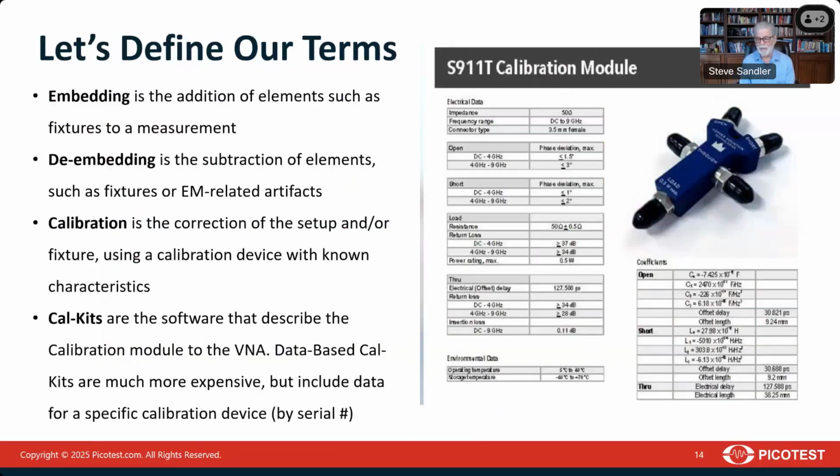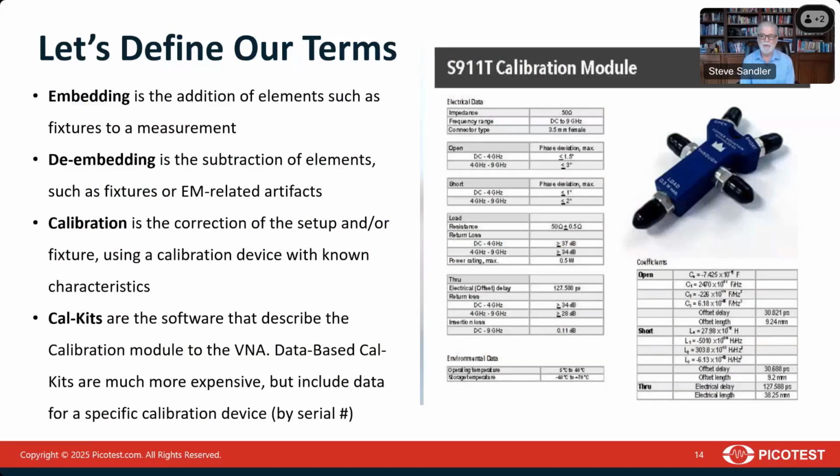And that's because these are uncalibrated measurements. But now we have pretty good insight into what it is that we're attempting to correct for. And we've also learned that the goal is to minimize the errors before we try to correct them. So first we have to define a couple of terms. What is embedding? Embedding is the addition of elements such as fixtures or amplifiers to the measurement.